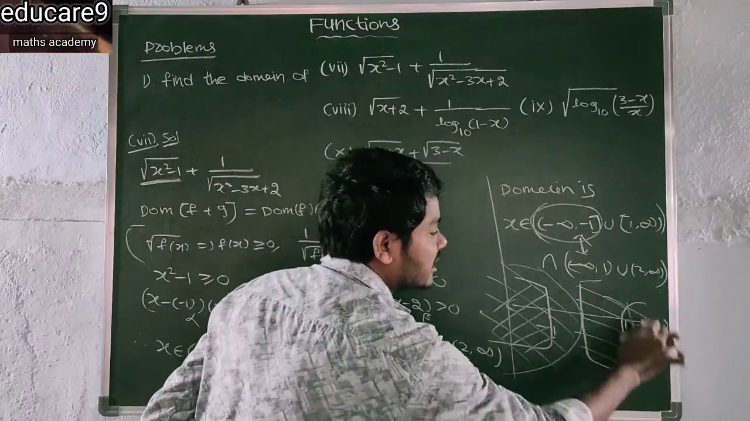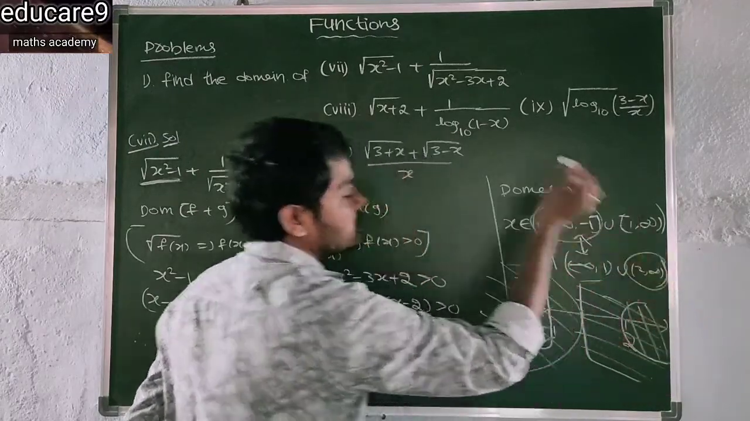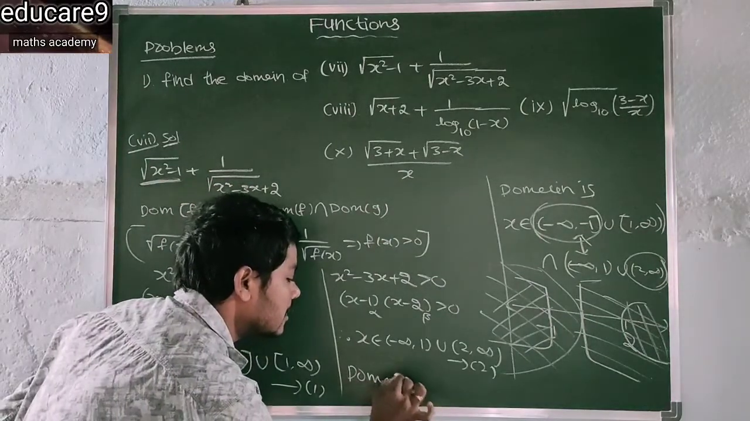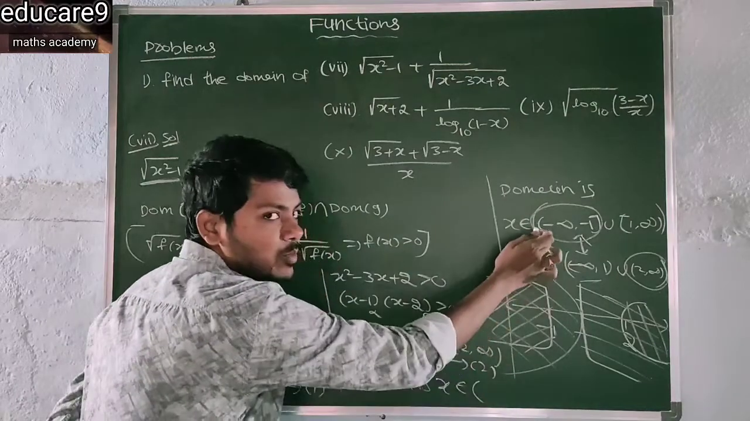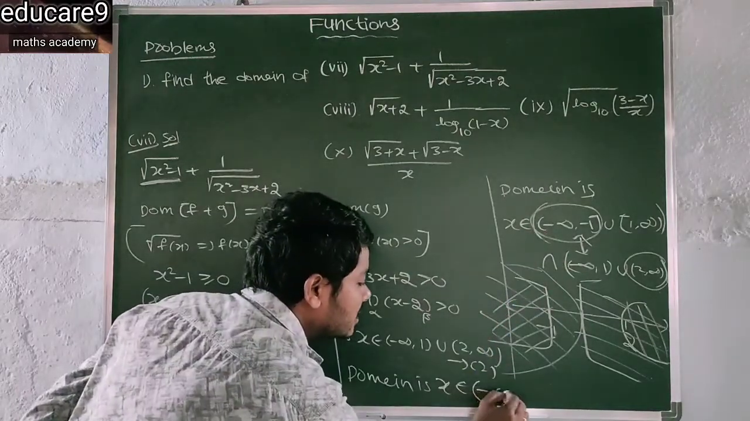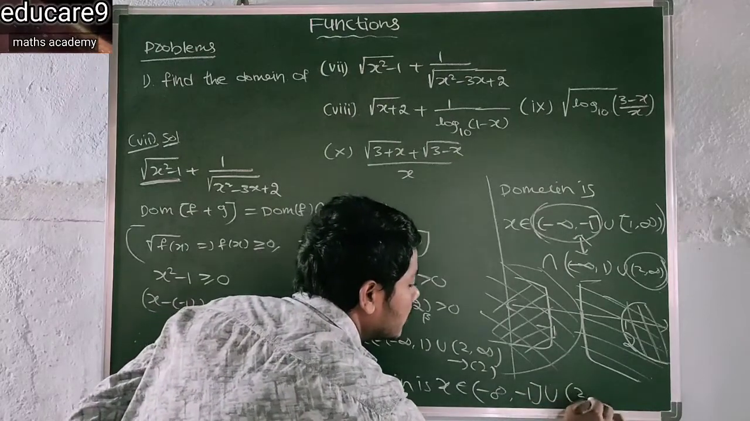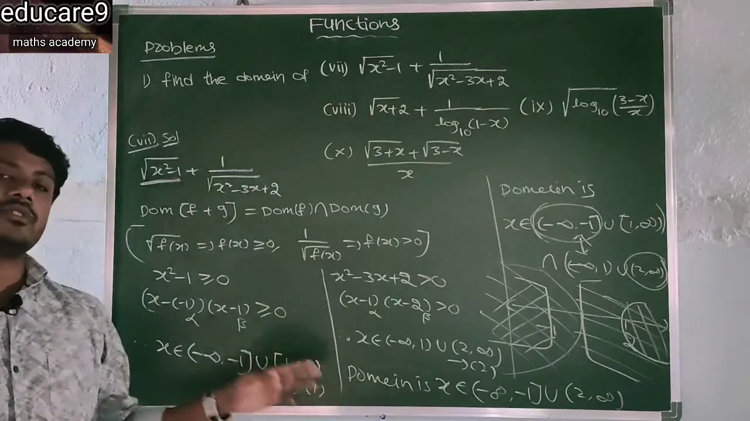So clearly, the intersection part is what? 2 to infinity. This is the intersection part. Therefore the domain is x belongs to, what is the intersection part? This one: minus infinity comma minus 1 closed union 2 to infinity. This is the domain of the given function.